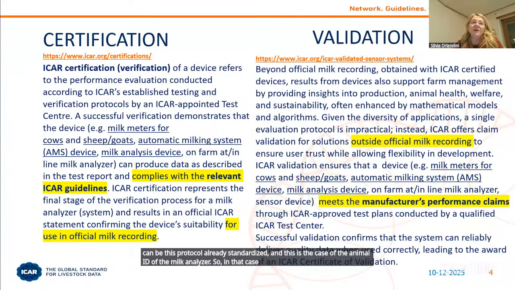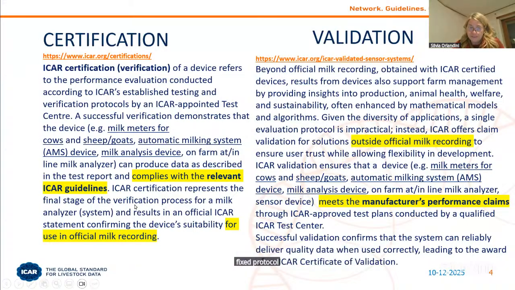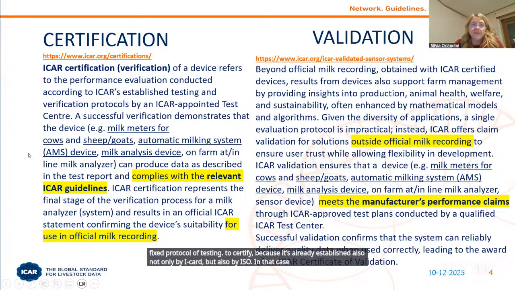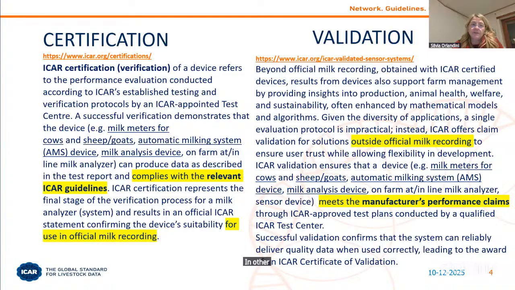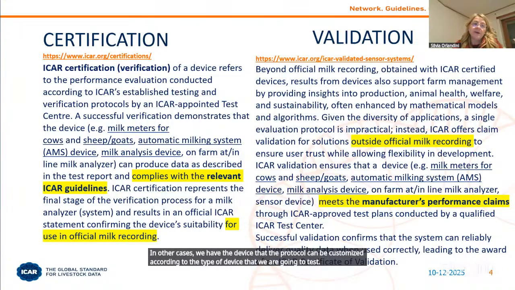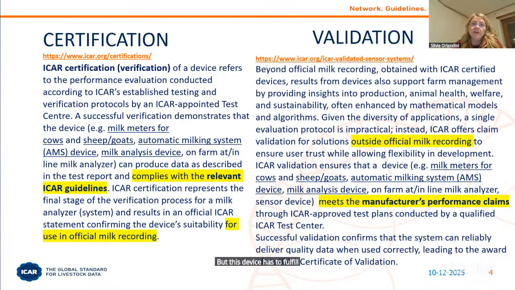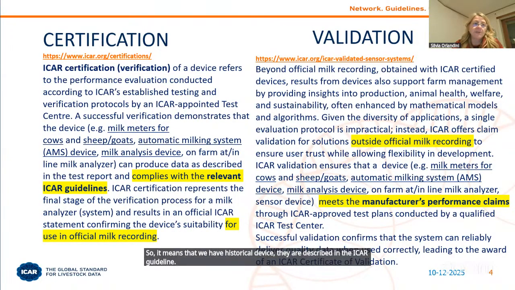In that case, we have a fixed protocol of testing to certify, because it's already established, not only by ICAR but also by ISO. In that case, the protocol is very clear. In other cases, we have devices where the protocol can be customized according to the type of device that we're going to test, but this device has to fulfill the criteria and limits that are described in the ICAR guideline. So it means that we have historical devices that are described in the ICAR guideline, like a milk analyzer, milk meter, animal ID, and whatever.